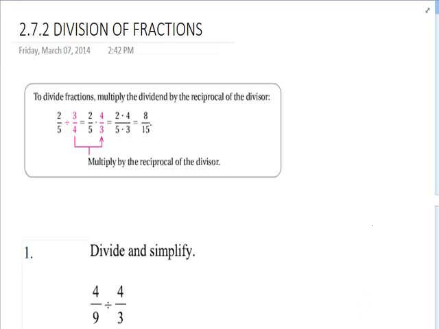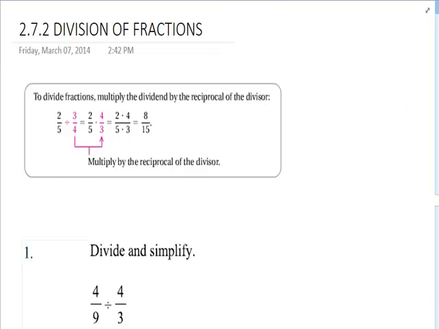In this lesson, we're going to divide fractions. And to divide fractions, the rule is you multiply the dividend by the reciprocal of the divisor. Now, unfortunately, it can be easy to get those words confused.